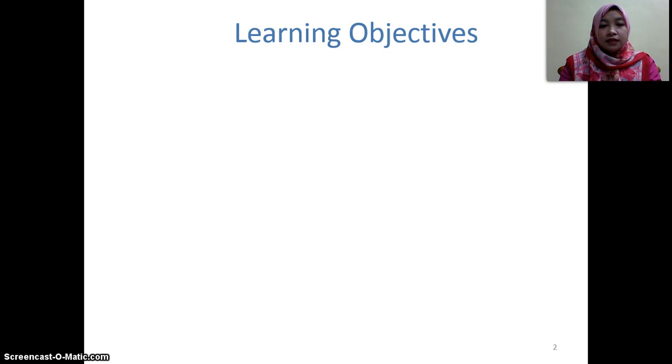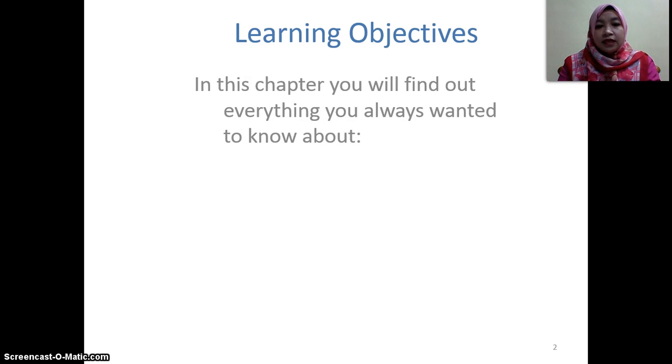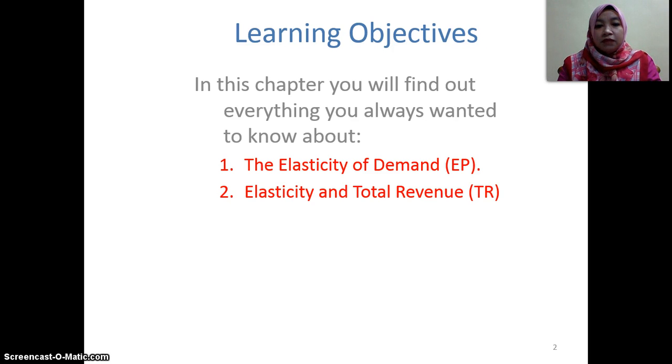Now let's have a look at the learning outcomes that you're supposed to meet for this chapter. First, at the end of this topic, you must be able to know the meaning of EP, elasticity of demand. Second, you must be able to get the correct calculation for elasticity and TR, total revenue. And there are three types of elasticity. The first one is called elasticity of demand. Second is called income elasticity, EI.